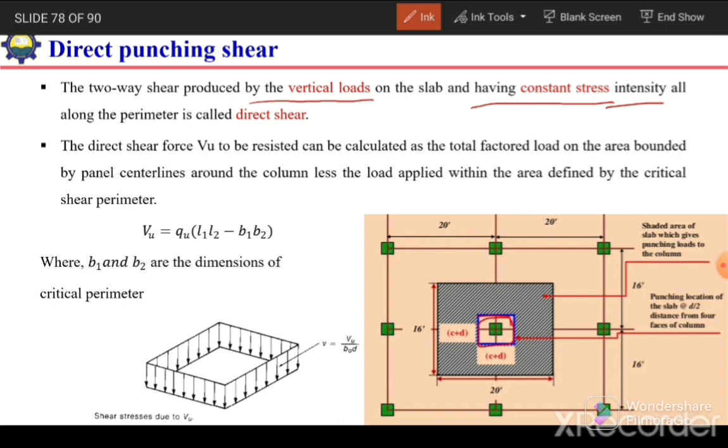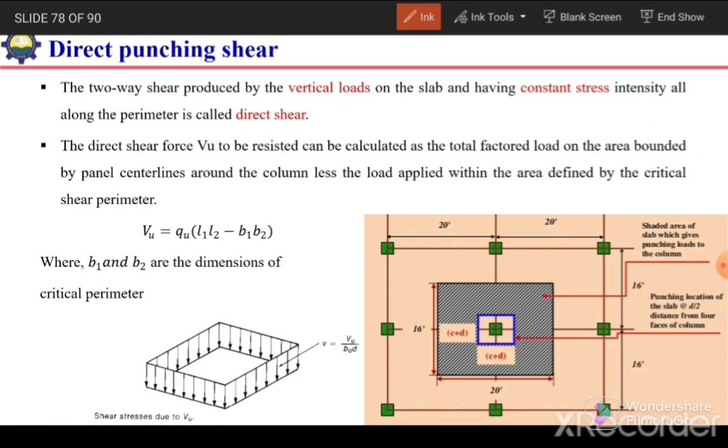So we can calculate the value of direct shear by multiplying the qu, the uniformly distributed load, with the tributary area for that column minus the area within this critical section. So L1 into L2 is actually the tributary area for this interior column, and b1 is the dimension of the critical section along c1, and b2 is the dimension or width of the critical section along c2, and b1 times b2 will be the area in between this critical section. So this will give us the value of applied direct shear. So only the load outside this critical section will be considered to cause the direct shear.